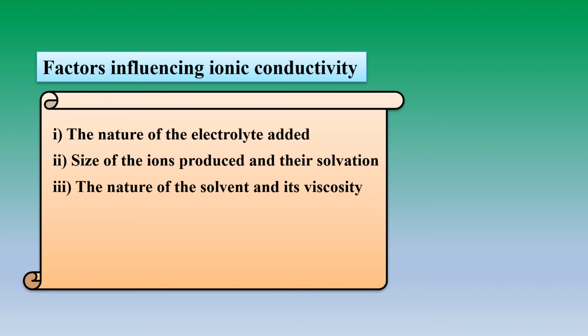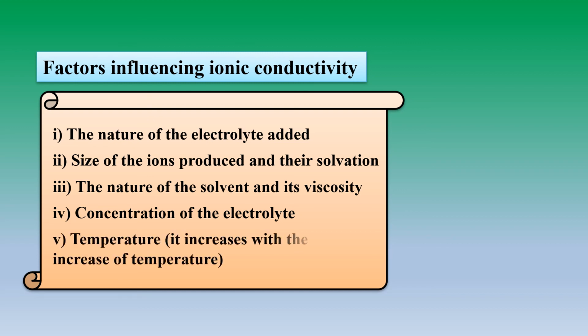It also depends upon viscosity. If the electrolytic solution is more viscous, that means there will be resistance for the free flow of ions, so the ionic conductivity decreases. If the liquid is less viscous, then the ionic conductivity increases. Fourth one is the concentration of the electrolyte. The more the concentration of the electrolyte, the more the number of ions, the more the conductivity.